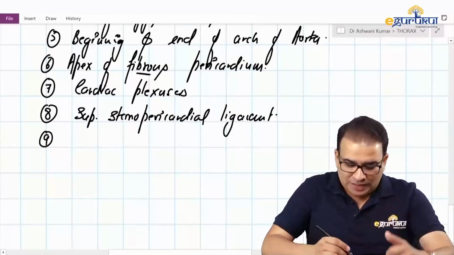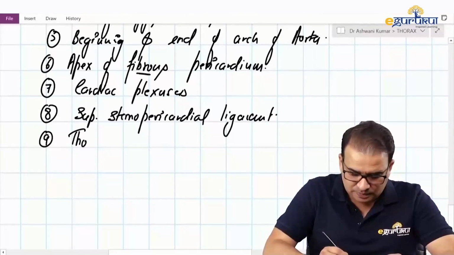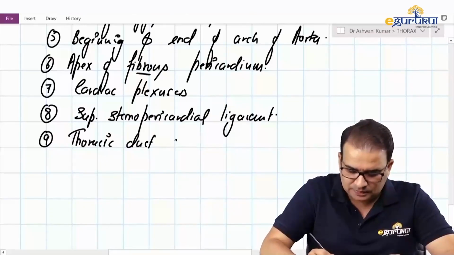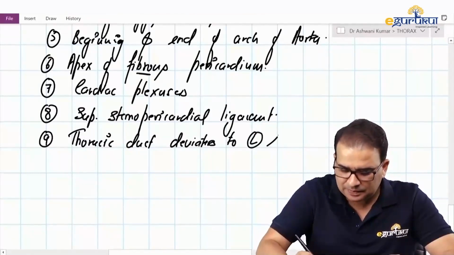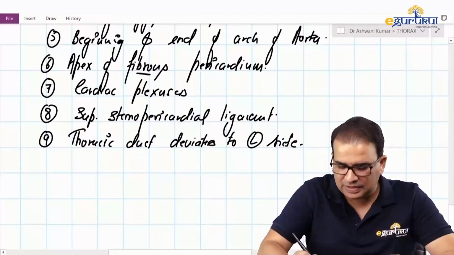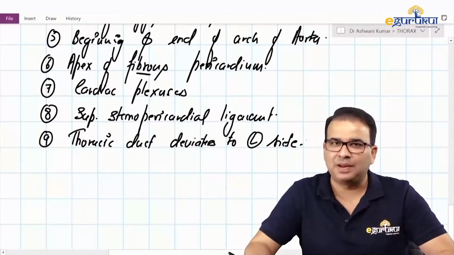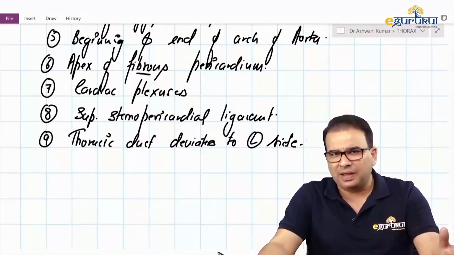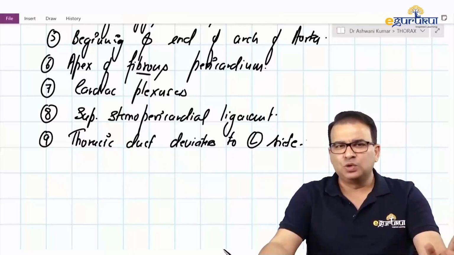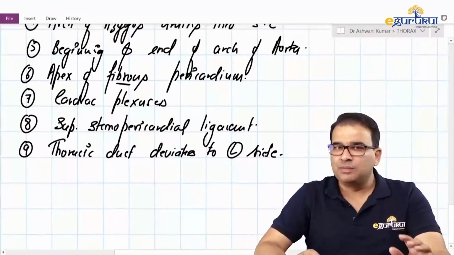So the thoracic duct deviates to the left side. That is also happening at the level of the sternal angle. And there are many other things. I mean, you can keep on adding to this list. This goes on and on, but we just have to look into the important ones first.